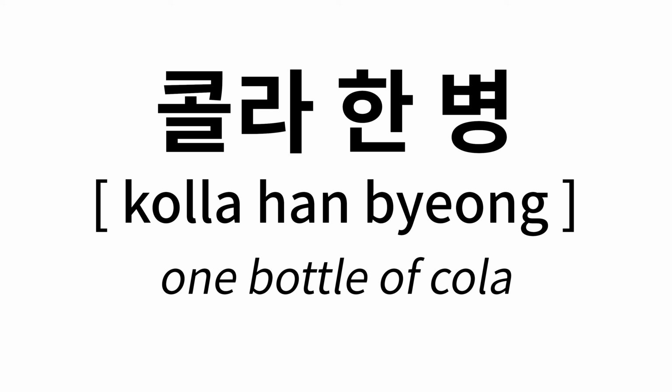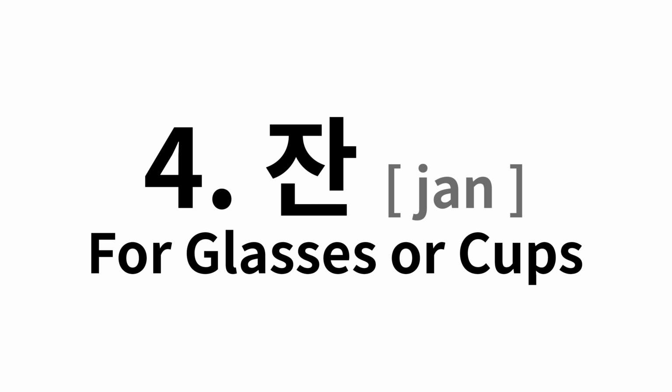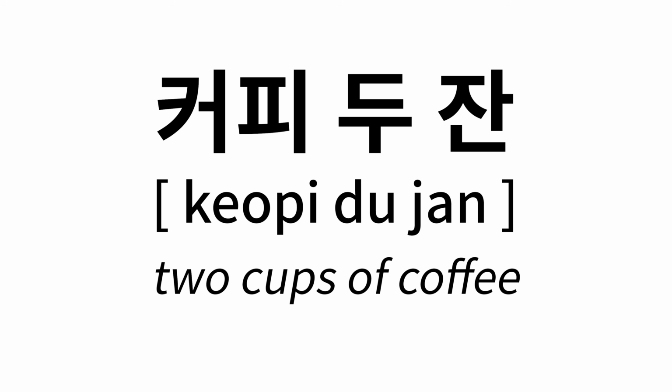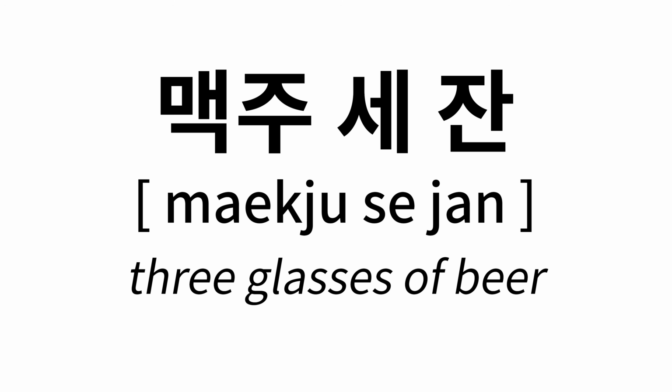Number 3, 병, for bottles. This one is crucial when you are ordering drinks. 콜라 1병, 1 bottle of cola. Number 4, 잔, for glasses or cups. Perfect for your morning caffeine fix or a night out. 커피 2잔, 2 cups of coffee. 맥주 3잔, 3 glasses of beer.